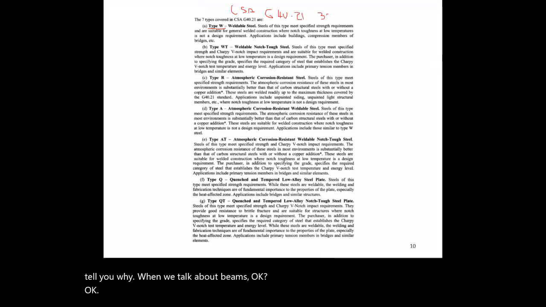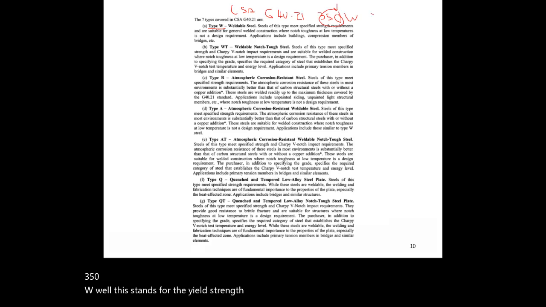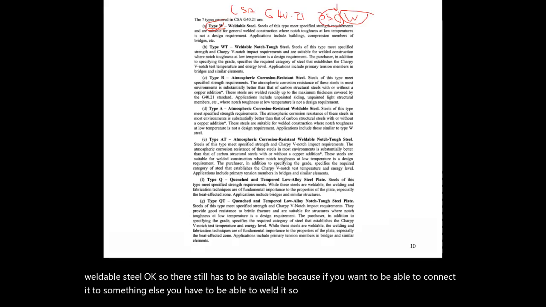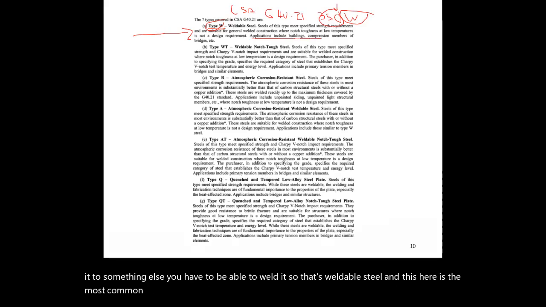350W, well, this stands for the yield strength, which is going to be 350 MPa, and this is the type of steel, weldable steel, okay? So the steel has to be weldable, because if you want to be able to connect it to something else, you have to be able to weld it. So that's weldable steel. And this here is the most common steel, okay? For buildings, compression members of bridges, and so on. So this is the most common steel that you find.